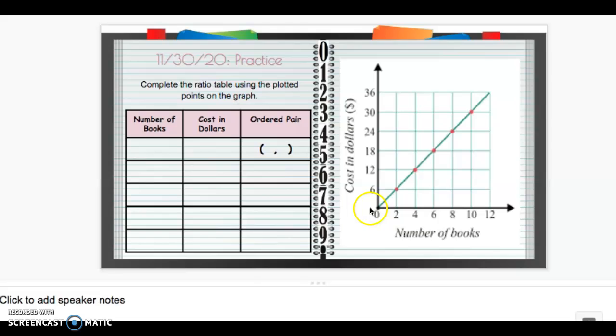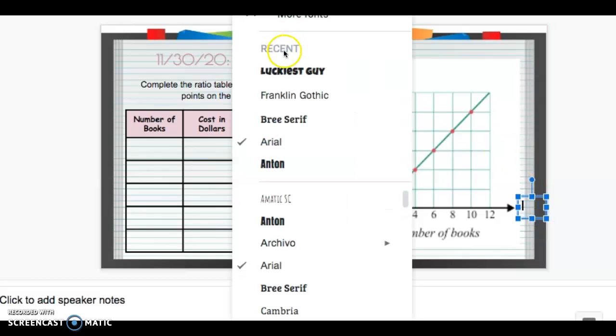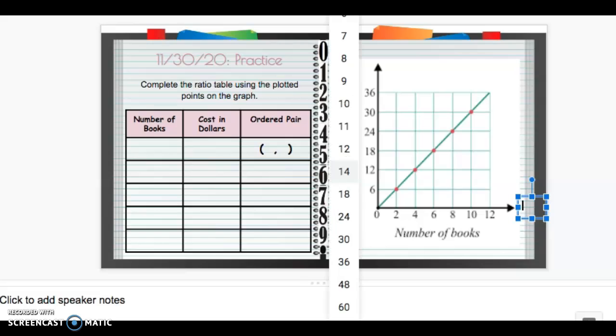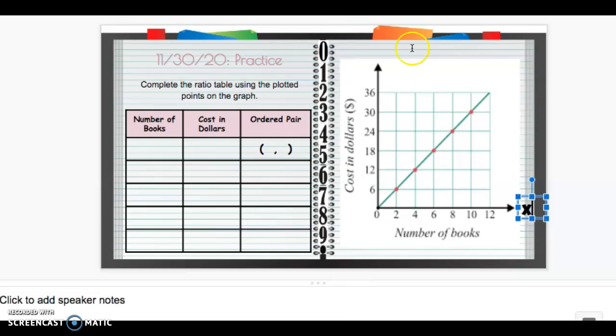We know our x is our horizontal line. Okay, we know that our line for x goes from left to right. We also know that our y goes vertically. Our y goes up and down. So our y goes up and down, and our x goes left to right.